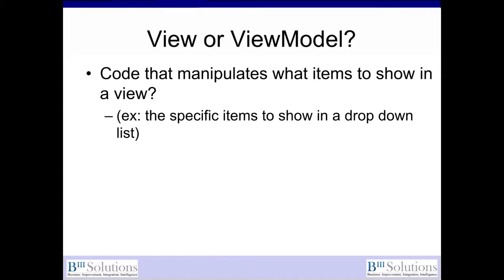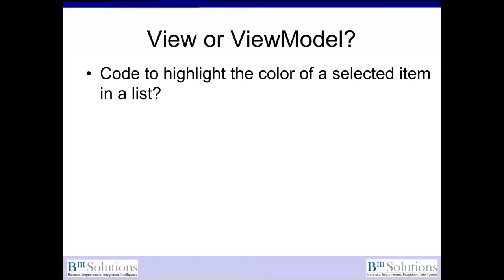Next one here. Question number 2. How about code that manipulates what items to show in a view? For example, what items you would want to show in a drop-down list. Who thinks it's in the view? How about the view model? I think it's the view model. You guys are right on this one. This is considered business logic and should be placed in the view model. How about code to highlight the color of a selected item in a list?